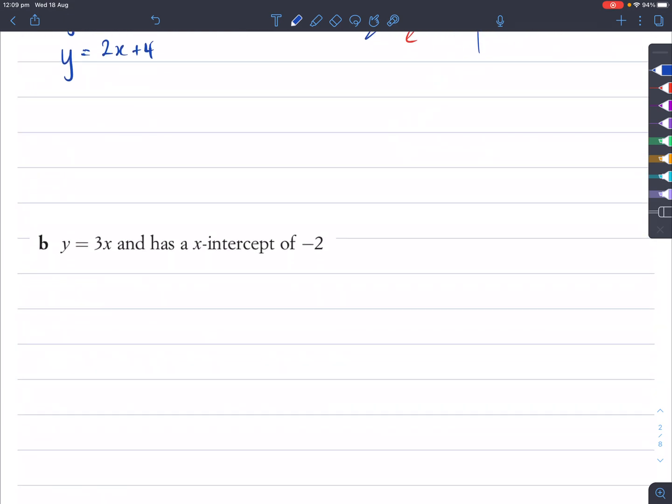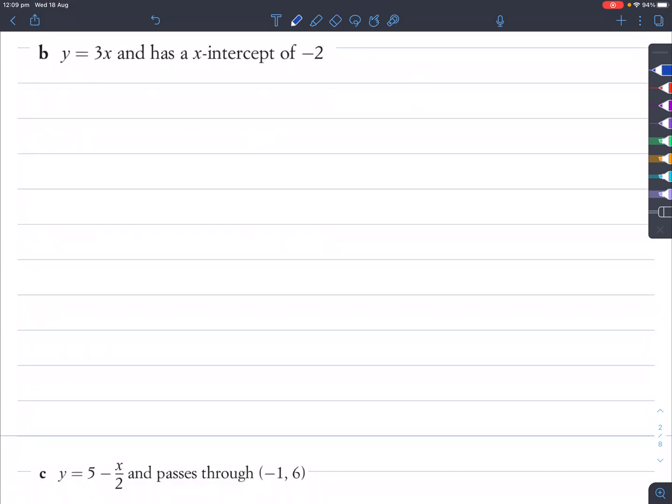Okay, let's have a look at part B. Y equals 3x and has an x-intercept of negative 2. So, from y equals 3x, we can see that the gradient of this line is 3, which means the gradient of our parallel line will also be 3. And this line that is parallel to this line here has an x-intercept of -2.